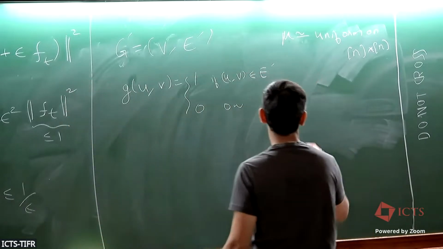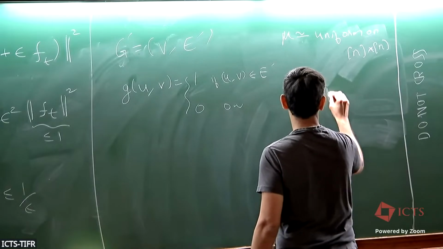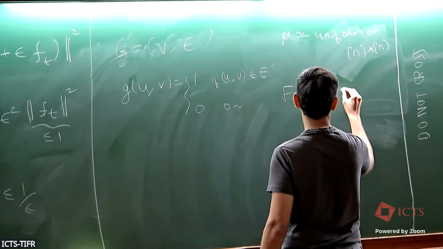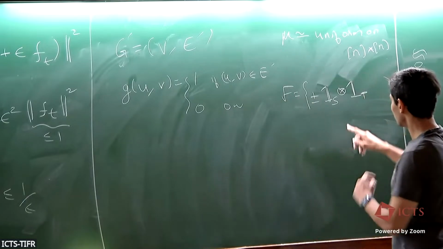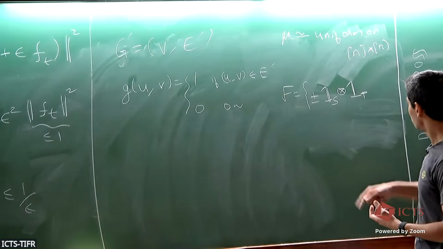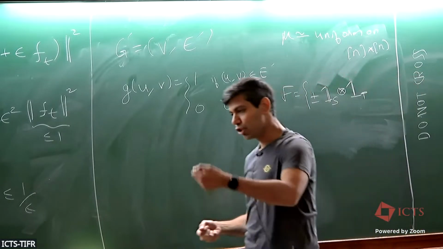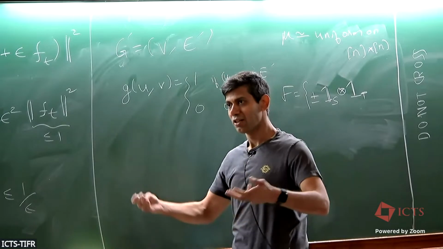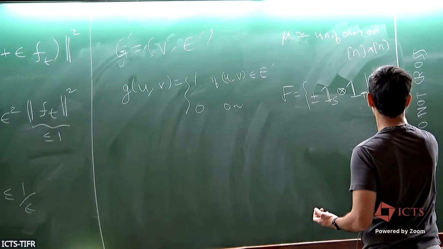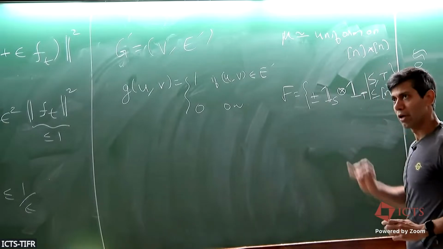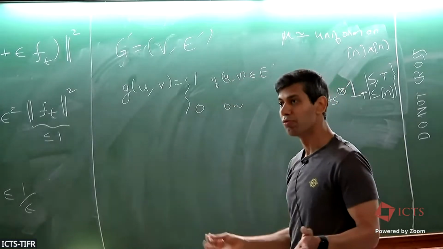And we'll take our function class F to be what are called cut matrices, or just products of indicators of sets. So it's just going to be 1 if u is in S and v is in T for some S and T, where S and T are arbitrary subsets. This is the setup where we are going to apply the lemma we just proved.